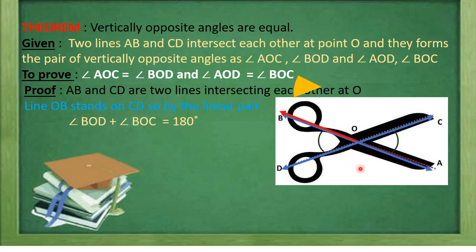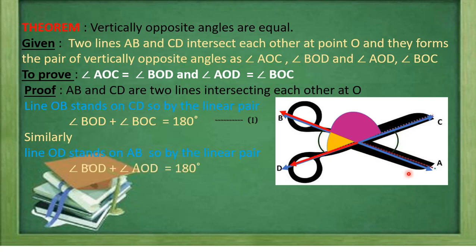That means they make the sum 180 degrees. So we get that angle BOD and angle BOC are equal to 180 degrees. So this one is our equation number 1. Similarly, again we have the line OD standing on the line AB, or we can say ray OD stands on AB. So by the linear pair, again we have angle BOD and angle AOD. These two angles are equal to 180 degrees. This is our equation number 2.